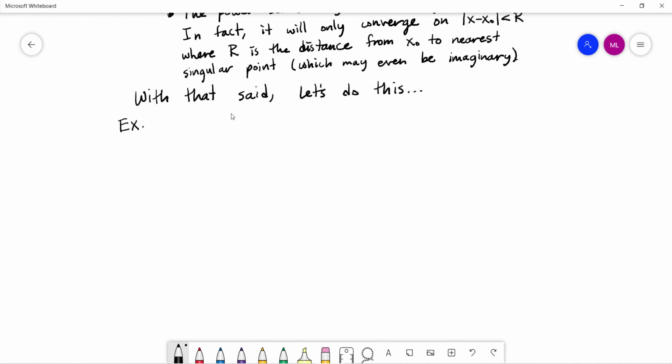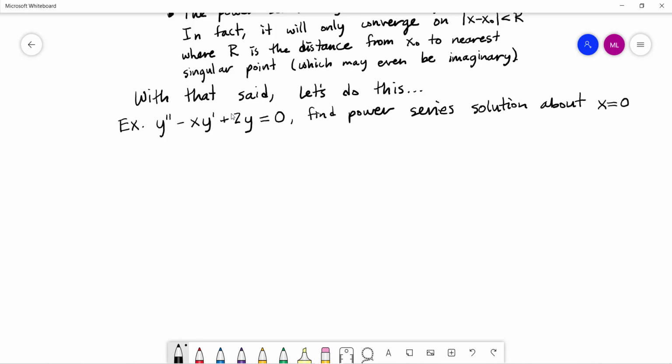So let's say I want to do this one. Let's do y double prime minus xy prime plus 2y equals 0. And I want to find the power series solution. Let me write it explicitly. Find power series solution about, so centered at x equals 0.